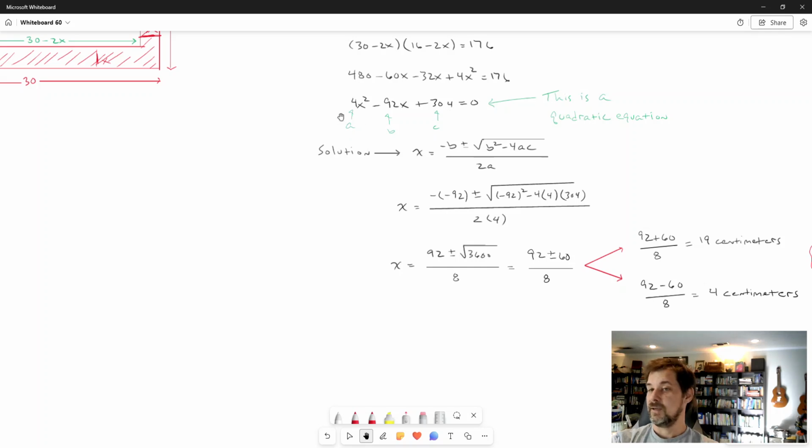You first identify numbers a, b, and c. The formula: negative b plus or minus root b squared minus 4ac, over 2a. So there's a, b, and c. I put those numbers into that formula. I calculate the number in the root. I take the root of that number. Root of 3600 is 60.